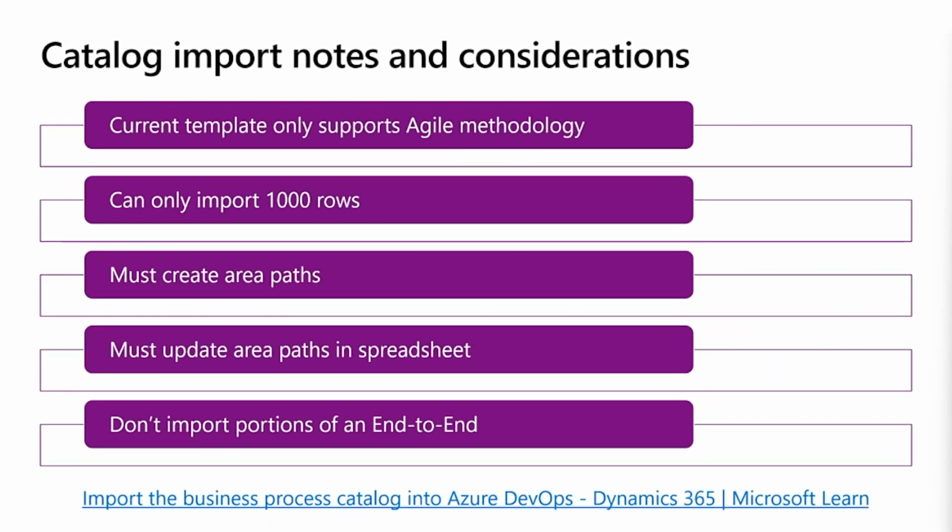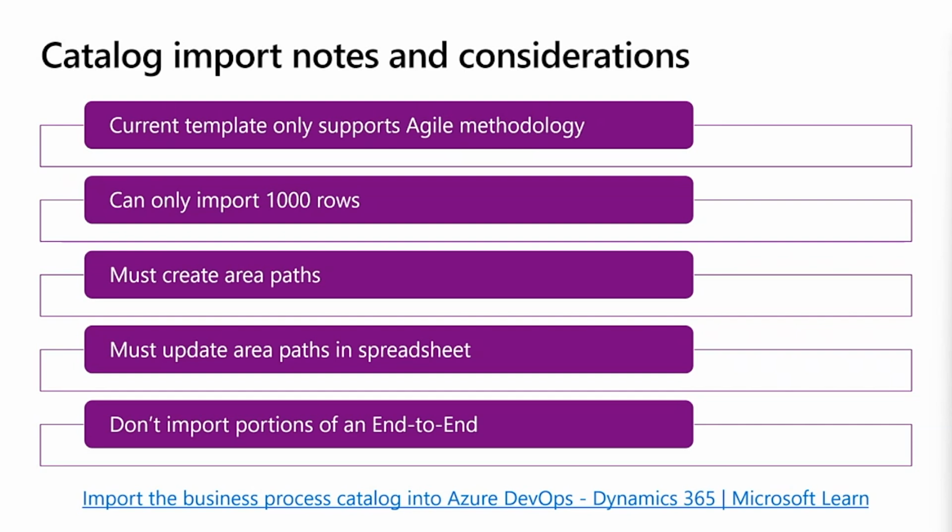A couple of things to note about the template that we have provided out on the Download Center, which is available at aka.ms/businessprocesscatalog. We talked through that in part 2, and I'll show it very briefly again today, but the current template that is available only supports the agile methodology in Azure DevOps.